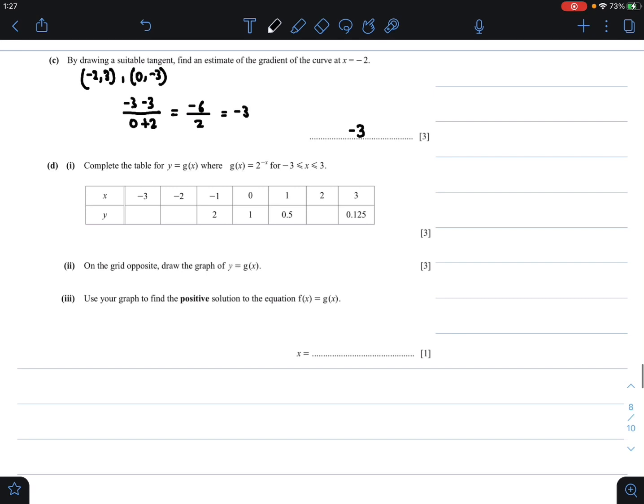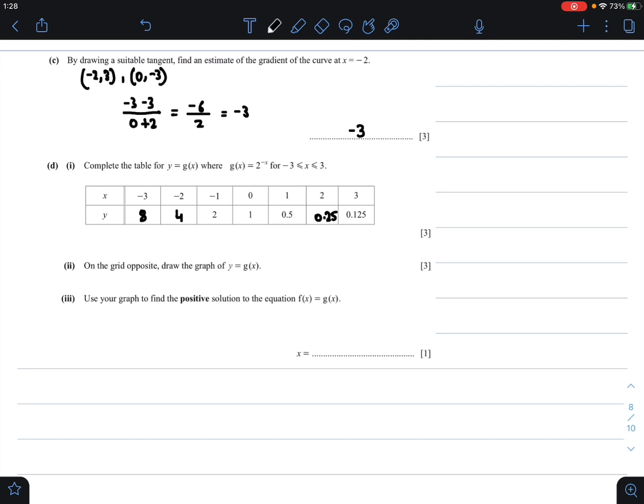Now let's move to part D1. For part D1, they are asking us to complete the table for the following function, that is 2 raised to -x. Okay, so if we substitute x as -3, it would become 2 raised to minus of -3, so that is equal to 2 raised to 3 itself. Therefore your y coordinate for when x is -3 would be 8. Like that, you substitute the remaining x coordinates and you find the corresponding y coordinates. So for -2, it would be 4. For 2, it would be 0.25.